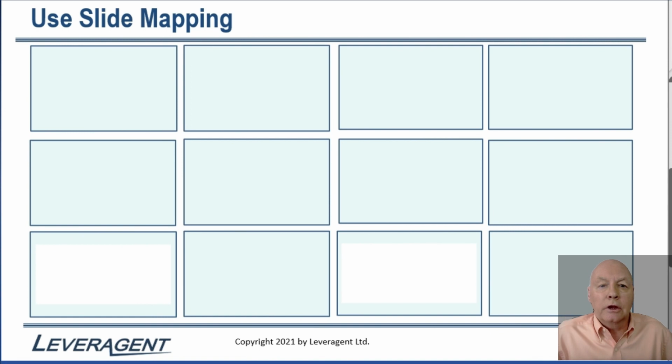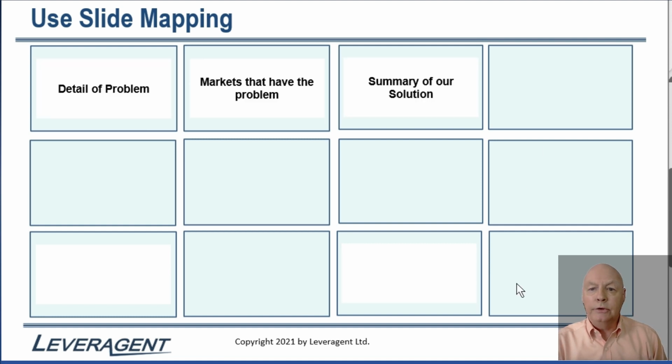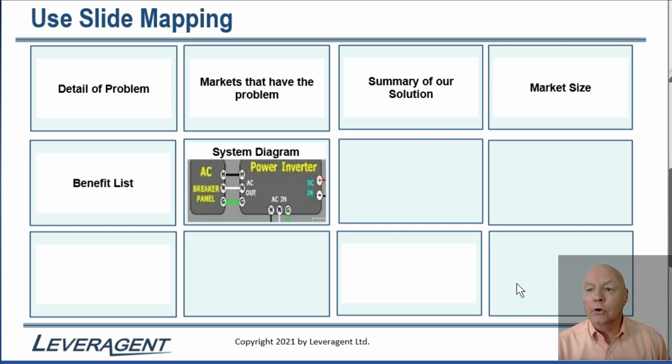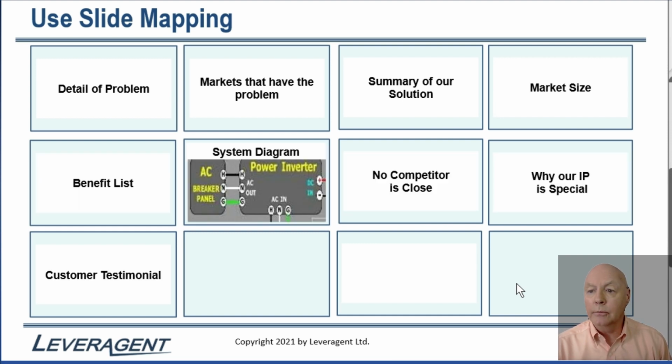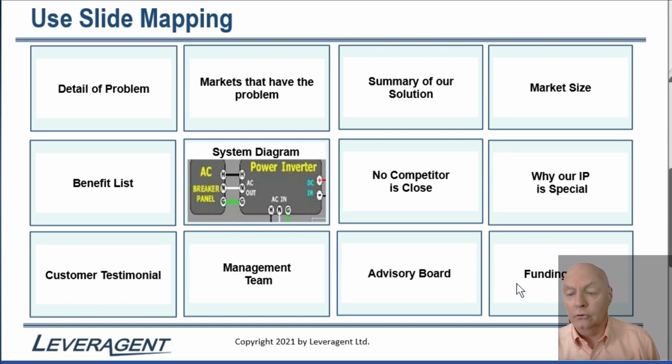The first thing I think you should think about using is a concept called slide mapping. You've probably seen this where you have the tray view in PowerPoint or other slide creation program that you use. I don't know if you use this as a planning tool, but it can be a great way to plan out where you're going and what you're trying to do with your presentation because you get to see kind of a bird's eye view and see how it works. So in this case, we start off with the detail of the problem and the markets that have the problem, go into a summary. We've got a system diagram. And at least in this case, we can see 12 slides in kind of what we're trying to do.